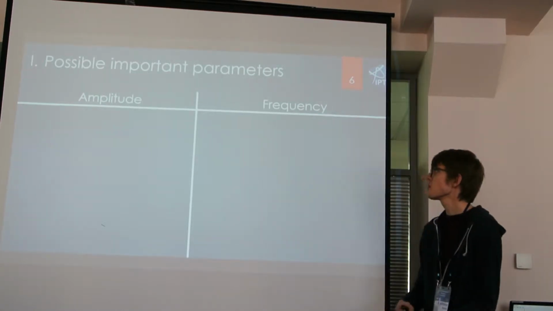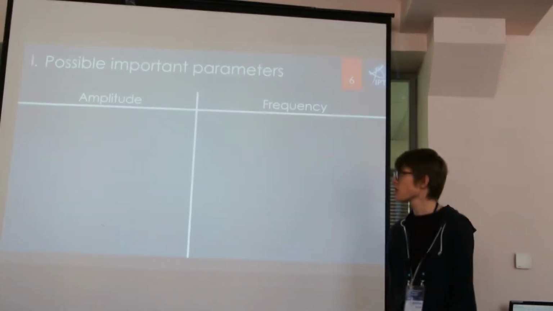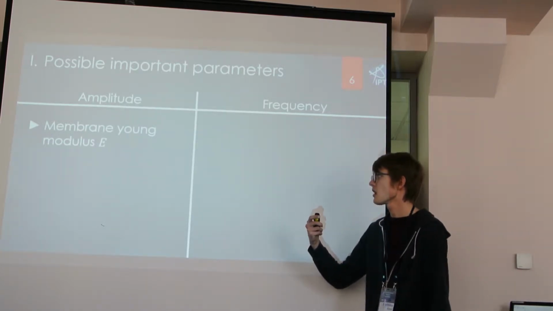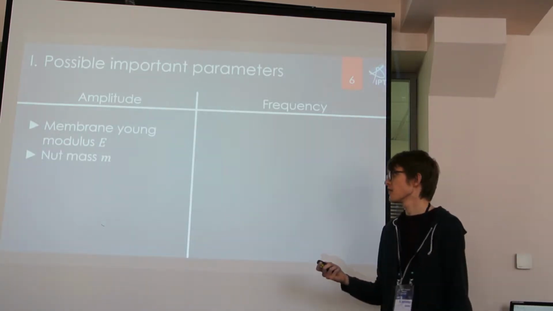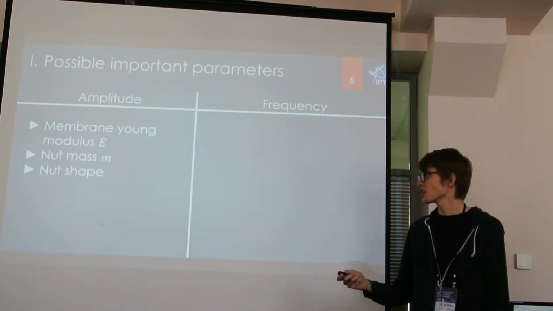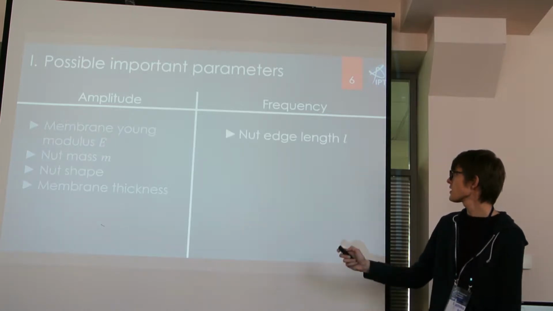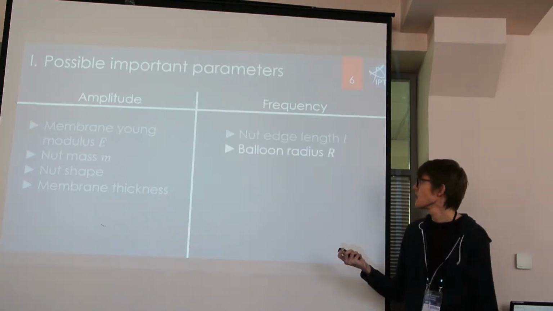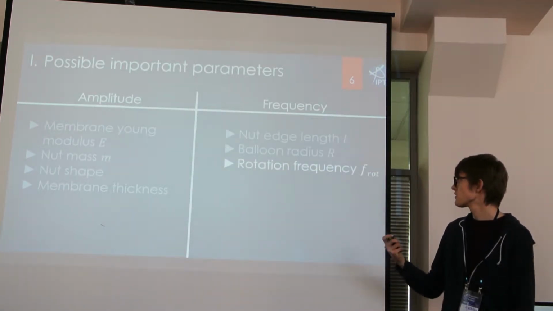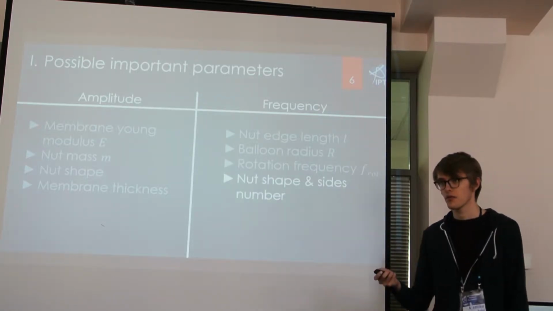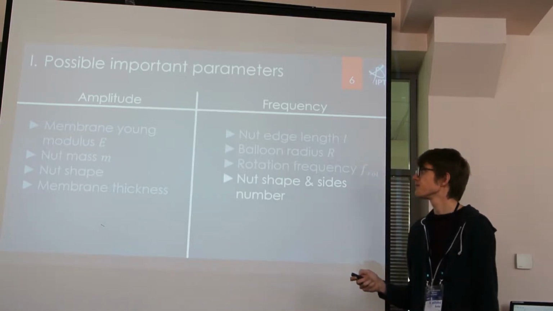Here are the possible important parameters we considered in this problem. First, for the amplitude, we have the elastic properties, so the Young modulus of the balloon, then the mass of the nut, as well as the membrane thickness. Then for the frequency, we have the nut edge length L, the balloon radius R, the rotation frequency of the balloon, and then the nut shape and the number of sides of the hex nut.